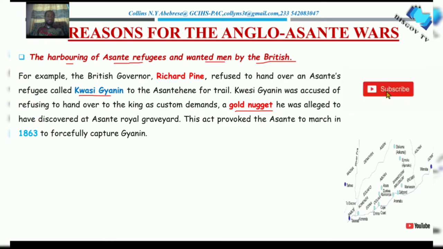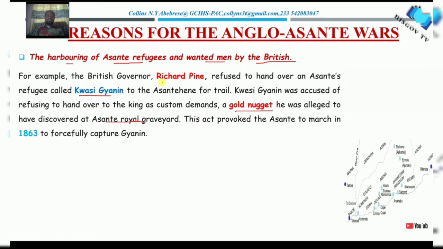So Kosijani had discovered some gold nugget in the Ashanti graveyard, and once you discover a gold nugget in the Ashanti graveyard, you are supposed to return it to the Ashanti, because the gold is not for you. Ashantis bury their kings with gold, so if you have discovered a gold nugget in their graveyard, you should return the gold to the Ashanti. Kosijani did not do that. What he decided to do was to run away with the gold.